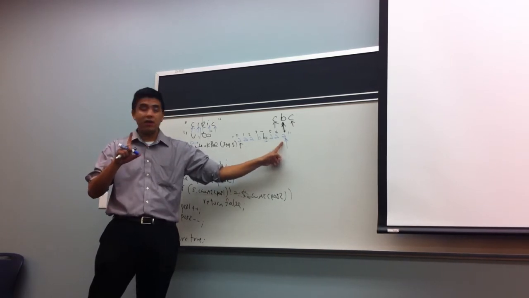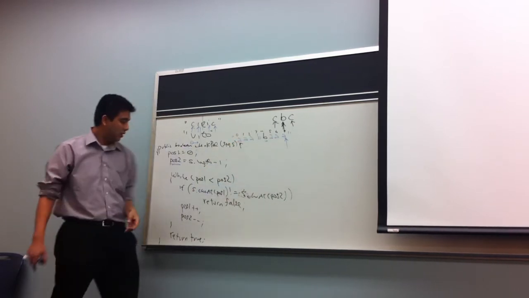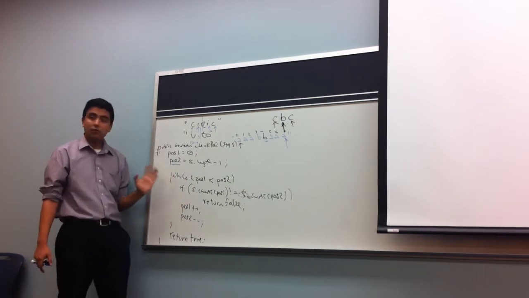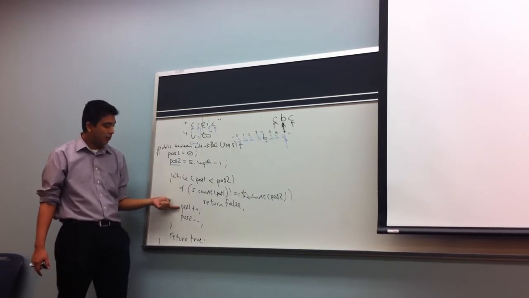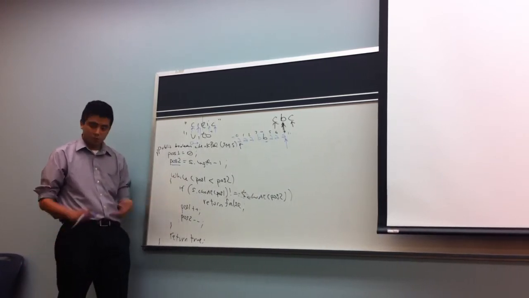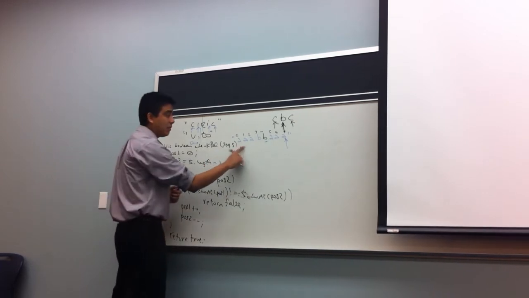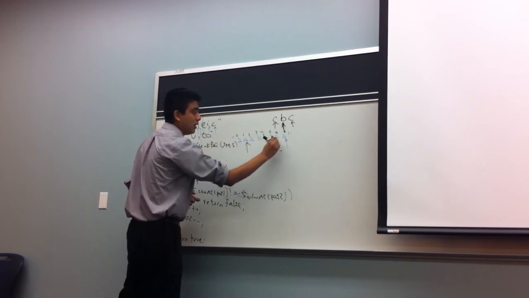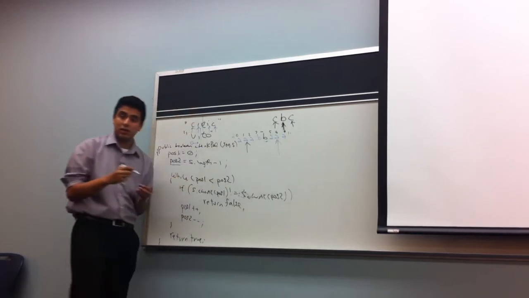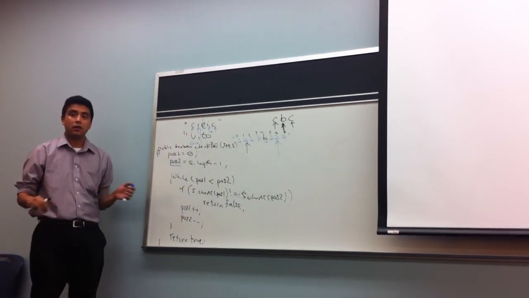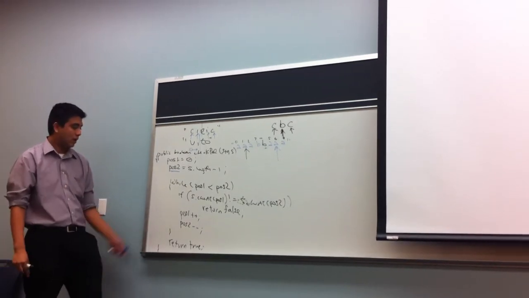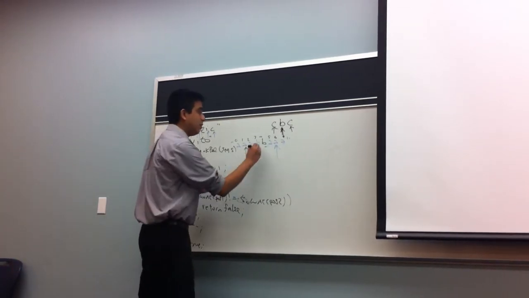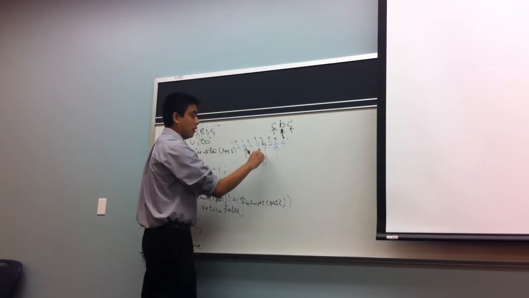Not yet. Why? Because I need to keep checking. So I will come here and say, okay, there was a match. Let's keep moving. Post 1 plus plus, increment. Post 2 minus minus. So now my black arrow should be here, and my blue arrow should be here. Got it? Clear? Yes. Eventually, I'll get to this point.